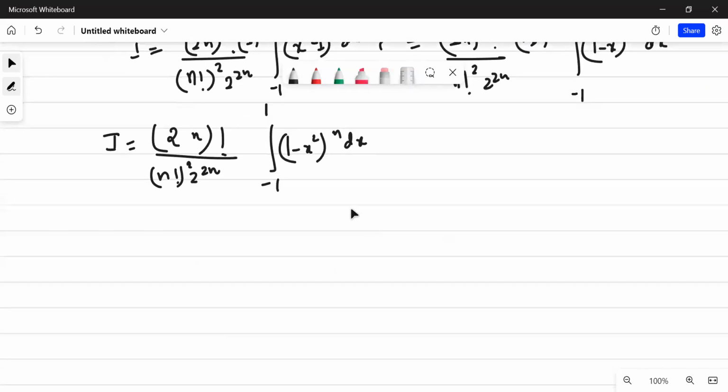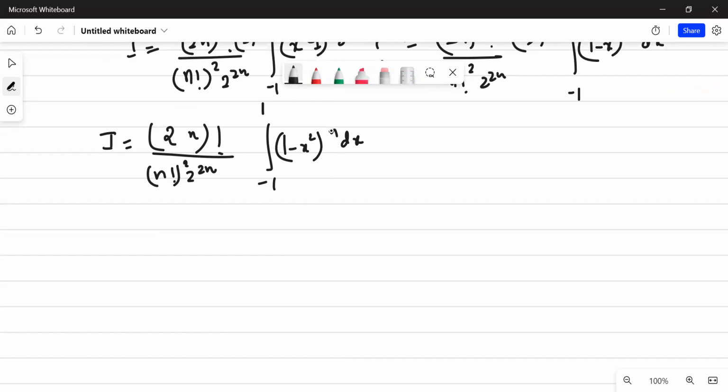Okay, so I have done this particular integral in complex analysis, but if you don't want to resort to complex analysis right now, what I can do, I can take this as I1. So what would be I1? I1 would be the integral from minus 1 to 1 of (1 minus x squared) raised to the power n dx, right?